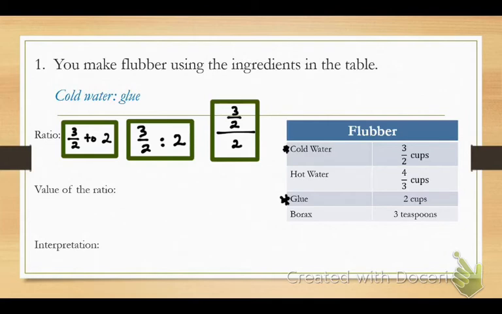Now, the next thing that it asks me here is the value of the ratio. Our goal is going to be to find a value of the ratio every single time that I give you a table. The value of a ratio basically is how to compare the first amount to the second amount. All right, so when we do this, we're going to always use this method over here of dividing.